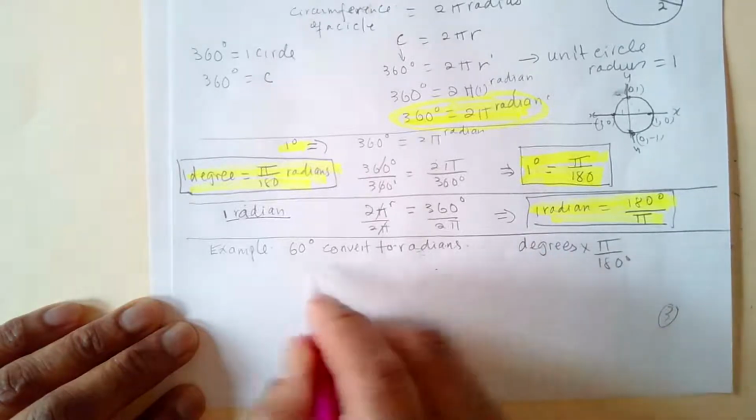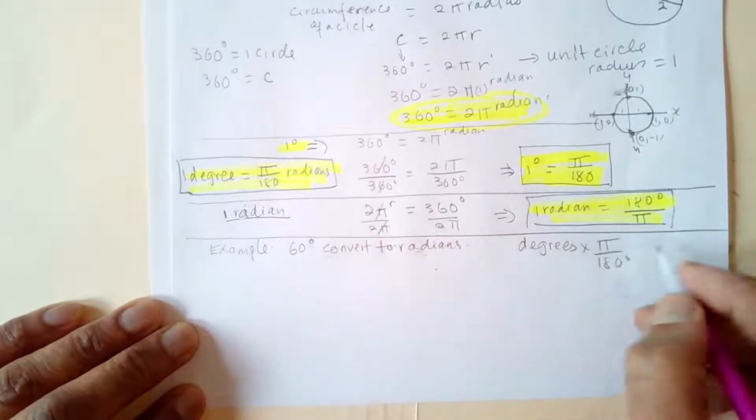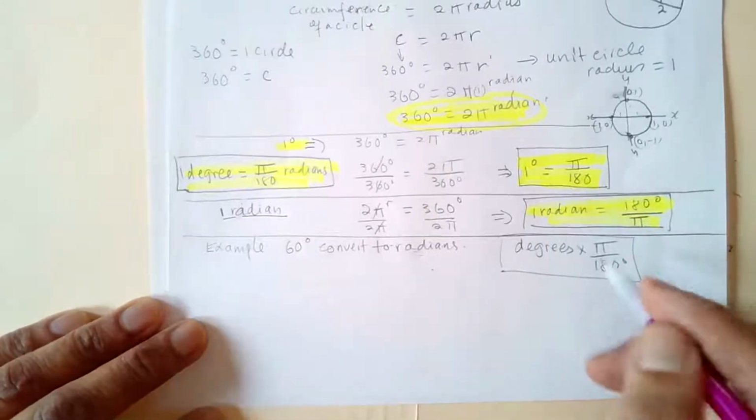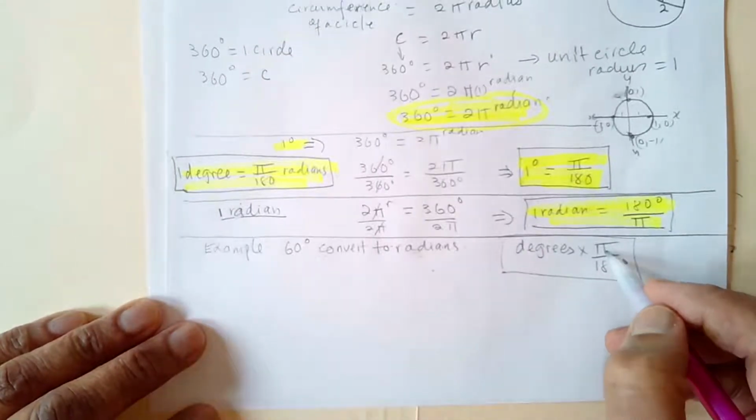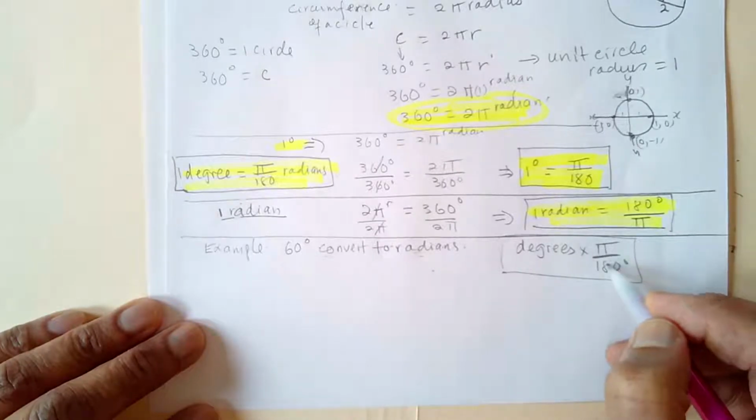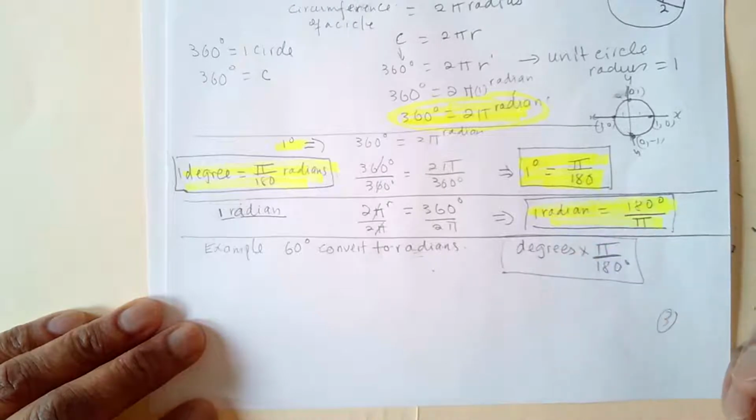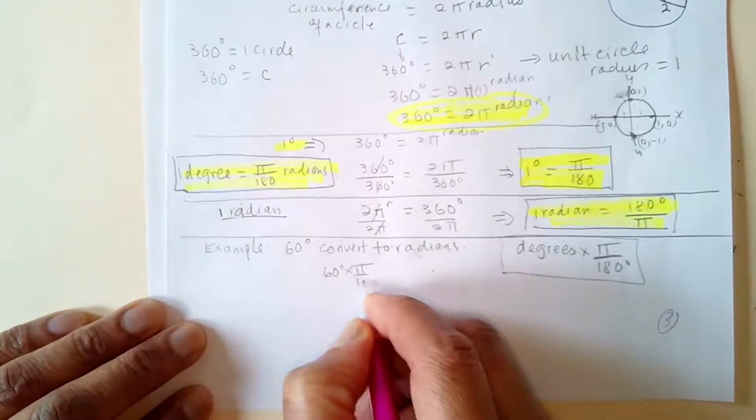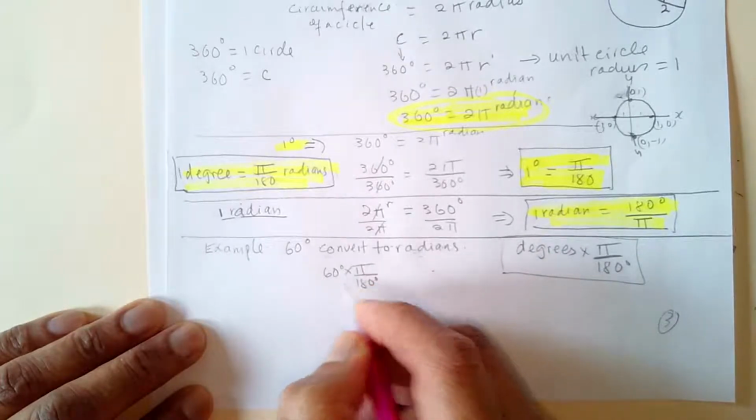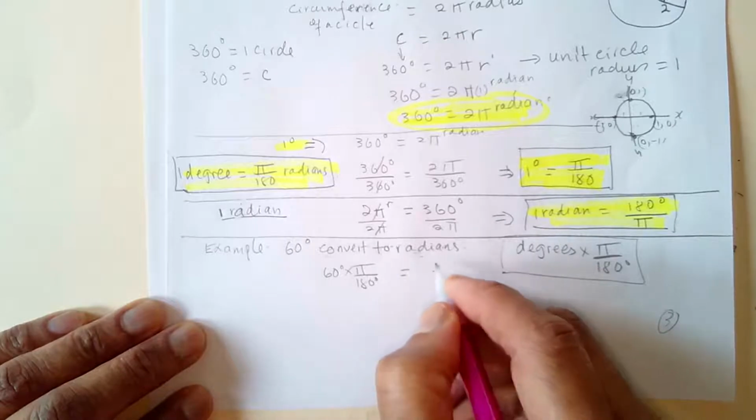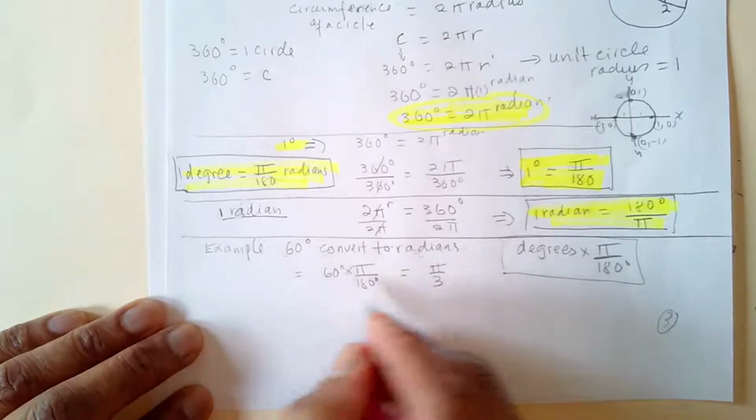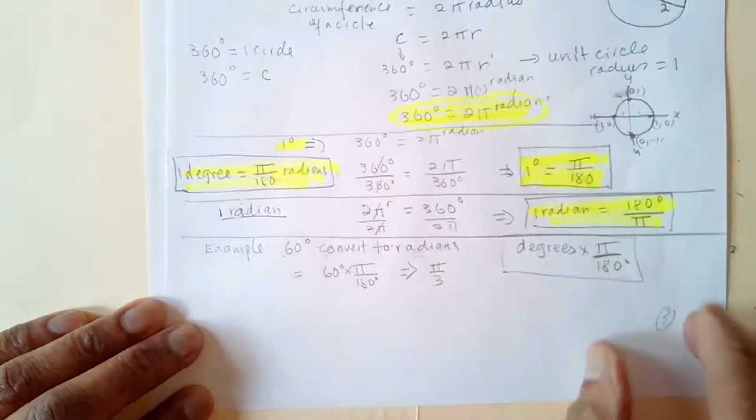So this is converting degrees to radian. Notice whenever you're converting degrees to radian, the pi will be your numerator and your denominator will be 180. And the reverse will be whenever you're converting radians to degrees. So now this will be 60 multiplied by pi over 180. Notice the degrees will cancel, and this will give us pi over 3. So 60 degrees is equal to pi over 3.